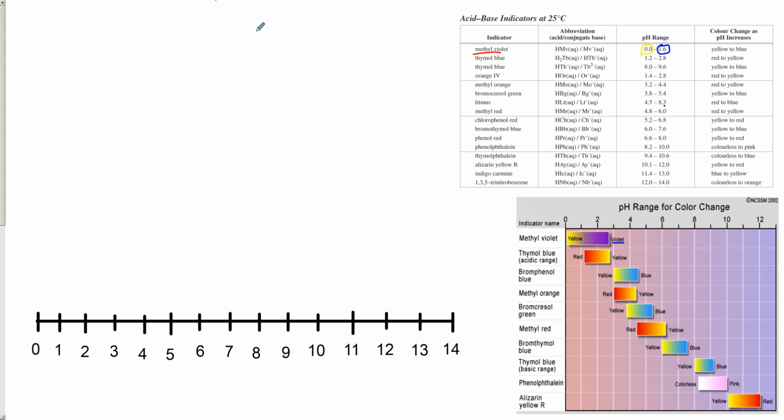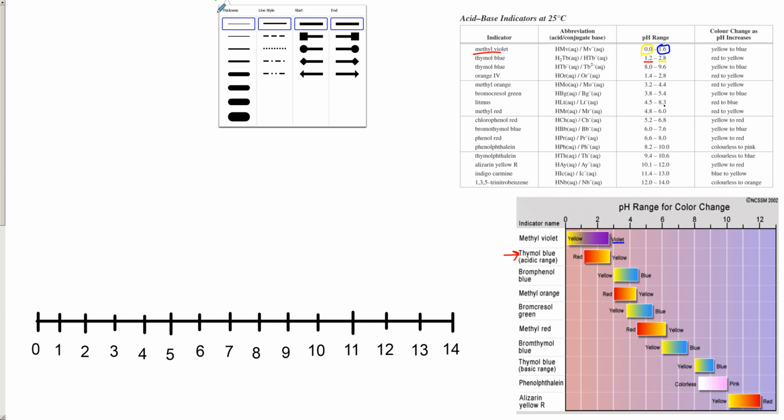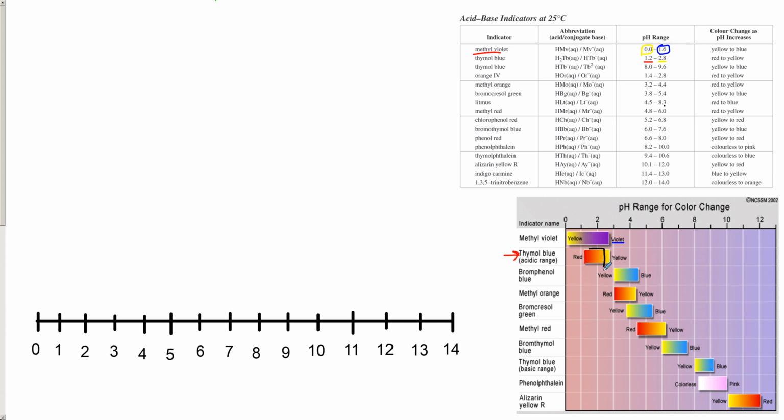So let's take a look at another indicator, thymol blue. When the pH is below 1.2, thymol blue has a coloration that is red. This one actually matches nicely with our color chart here. And when the pH is above 2.8, it has a color of yellow. If you're between those pHs, you have an intermediate color. For example, at a pH of 2, I'd say that's between red and yellow, therefore it's orange.